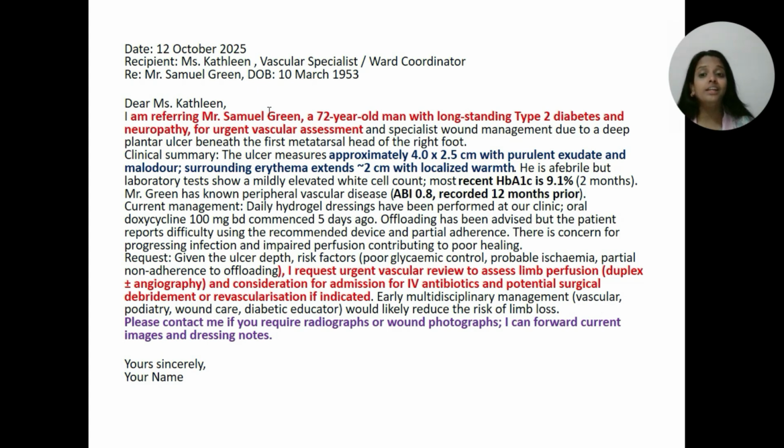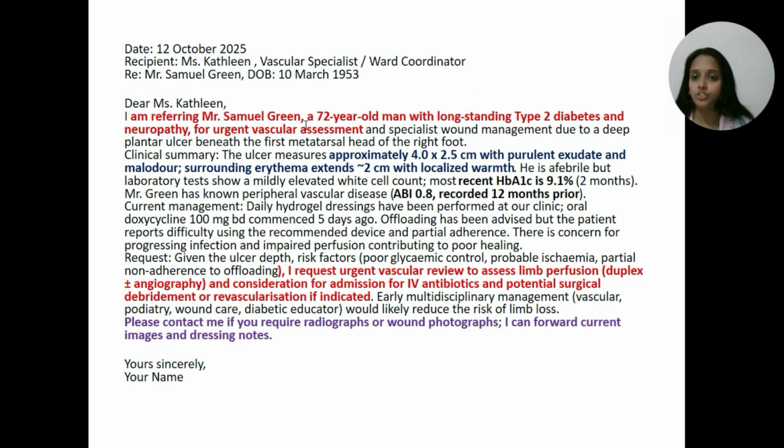The next one is clinical relevance and selection of detail, that is also majorly included here. Only information that affects management is included. If you see here, ulcer size, depth, exudate, ABI, current treatment, all these have been given, but not irrelevant details. Nothing like social chit chat, okay?